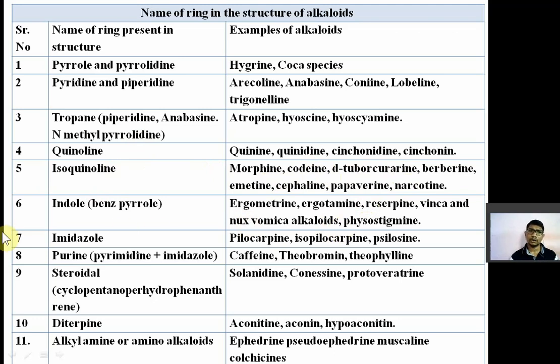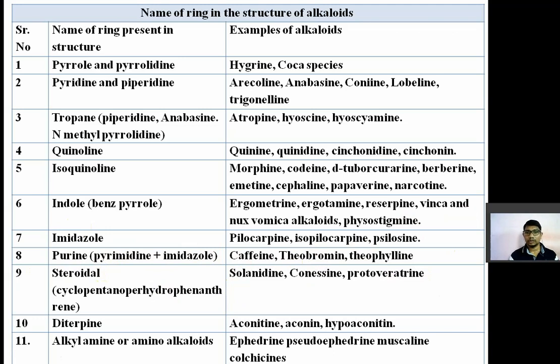Ergometrine, ergotamine, reserpine, vinca and nux vomica alkaloids, physostigmine will have an indole ring. Indole itself is a benzpyrrole ring. Then pilocarpine, isopilocarpine, psilocin will have an imidazole ring in the structure. Then caffeine, theophylline, theobromine will have a purine ring in the structure. The purine ring itself is made up of pyrimidine plus imidazole. Remember.